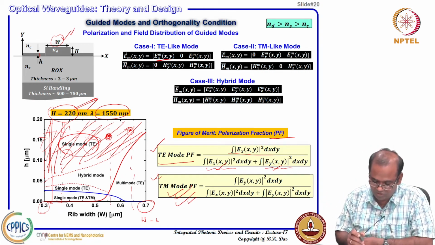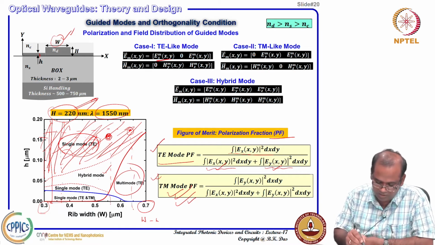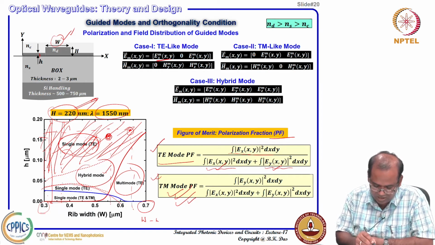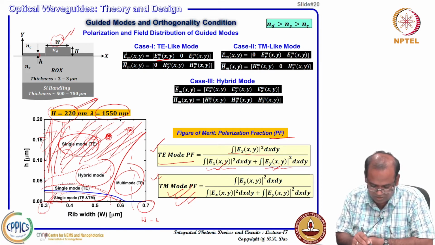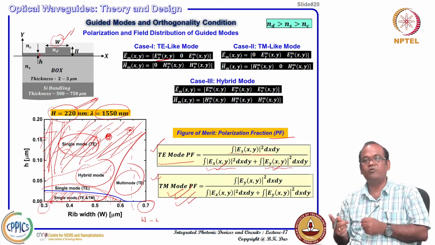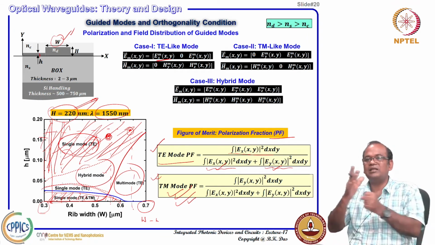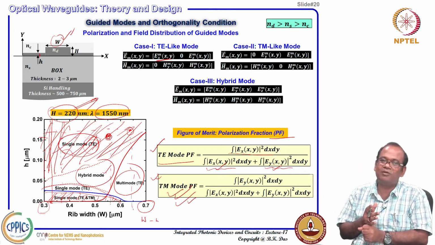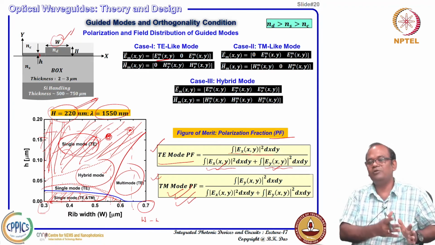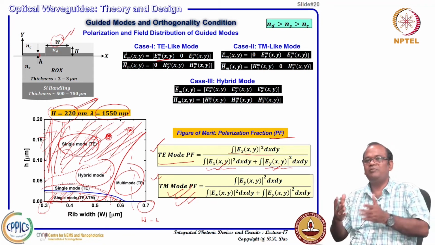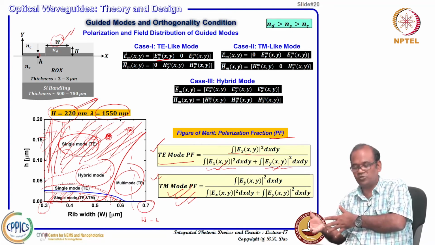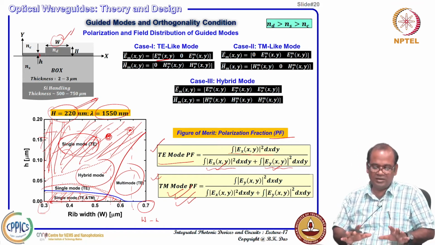So, in that sense, we find different zones in the W-H plane, where you get a single mode, where you get multi mode, and where you get hybrid modes. In this region you get single mode TE, and in this particular region under the blue curve, you get both TE and TM modes. It is not really a single mode waveguide: two modes are there, one exactly TE-like, another TM-like. So that way you can easily follow.